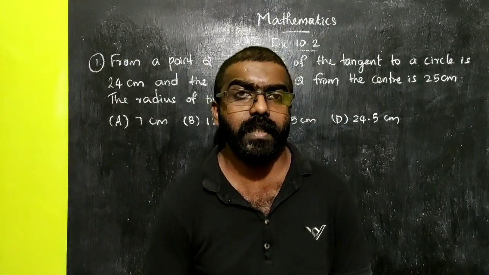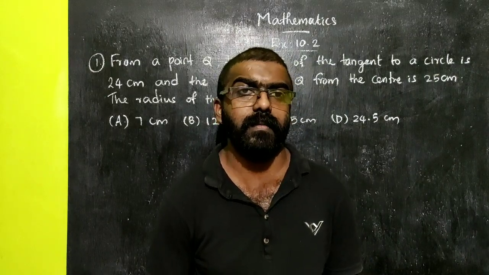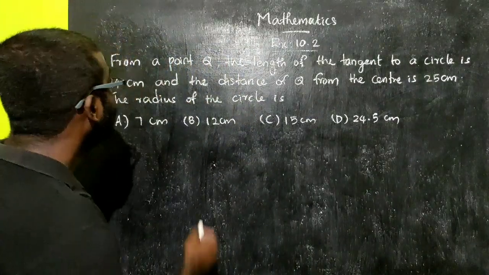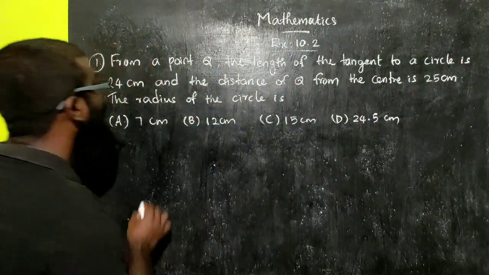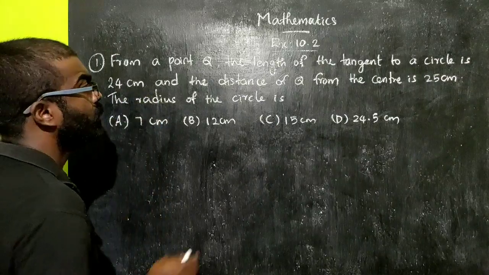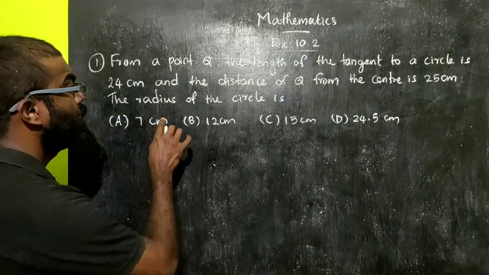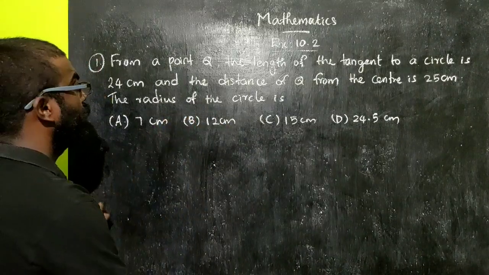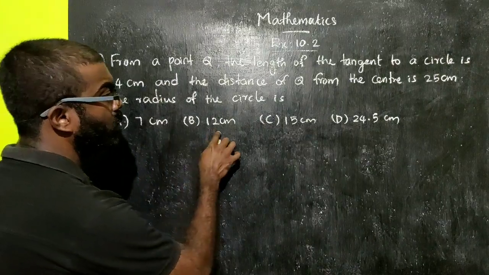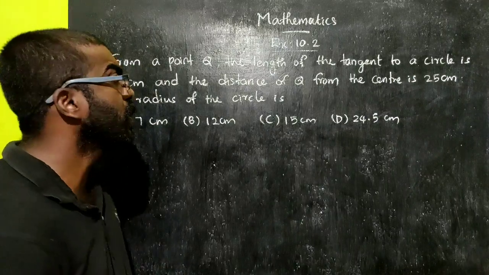In this session we shall discuss exercise 10.2 of NCERT class 10 mathematics. Here the first question is, from a point Q the length of the tangent to a circle is 24 centimeter and the distance of Q from the center is 25 centimeter. The radius of the circle is, we are given four options: 7 centimeter, 12 centimeter, 15 centimeter and 24.5 centimeter.